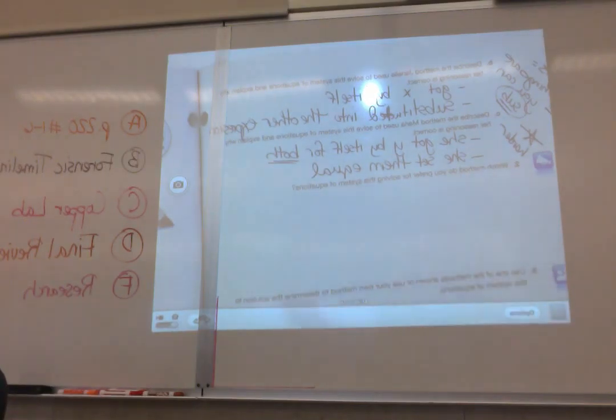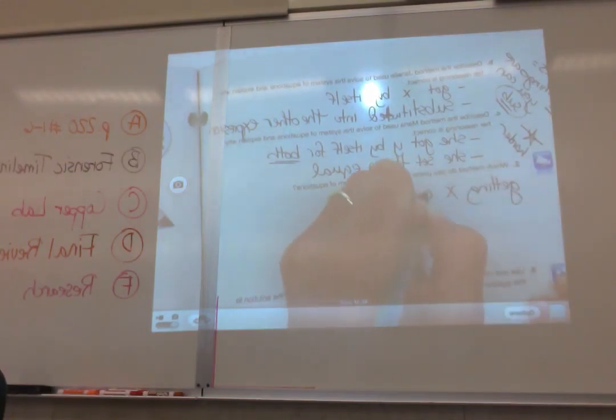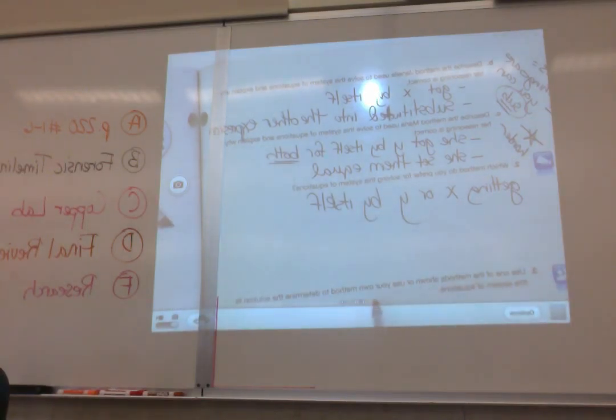Which method would you prefer? We've got a system of equations, 2 equations. We want to find out where they crisscross. What would you prefer? All 3 were substitution. Whose do you like? X and y by itself. Imogen likes getting x or y by itself. Use one of the methods shown or your own method to determine the solution.